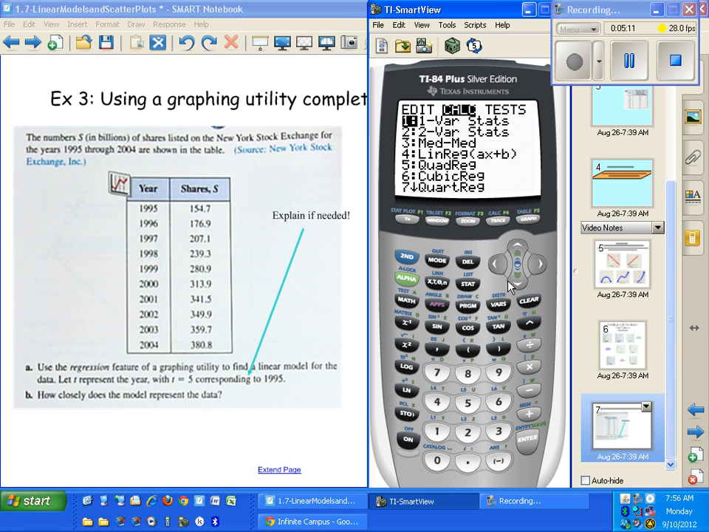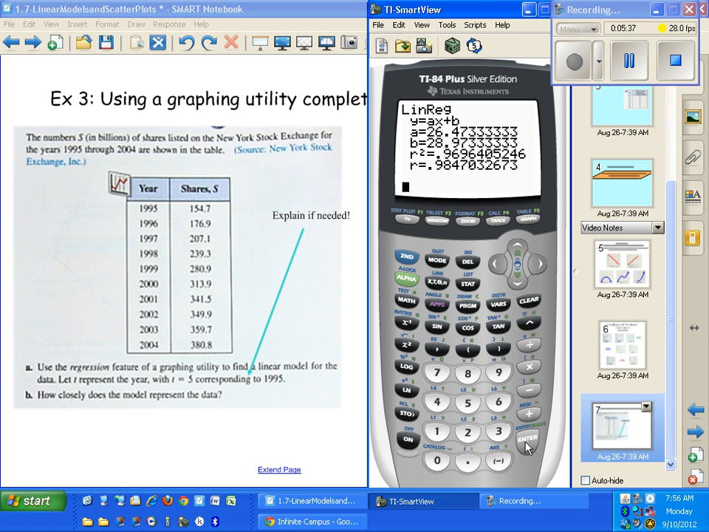I will do a linear regression, and here's a trick that you may or may not know to get the line to show up on your graph: go to the vars button and arrow over to Y-vars, hit enter on function and enter on Y1. It will take the equation of the line that I'm going to get and put it in Y1, so that when I graph it, you can see the line going through as many points as possible. So I hit enter, and there we go.